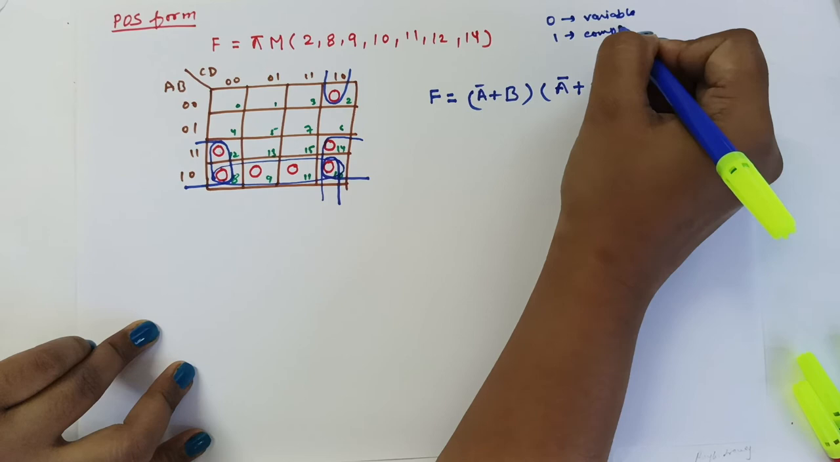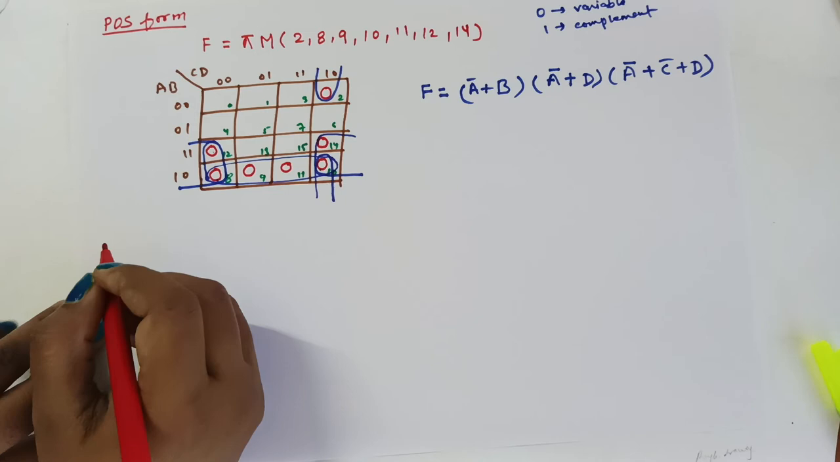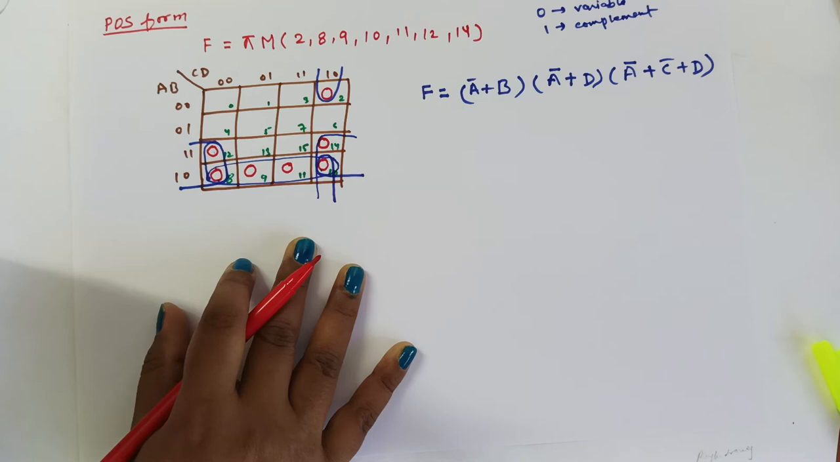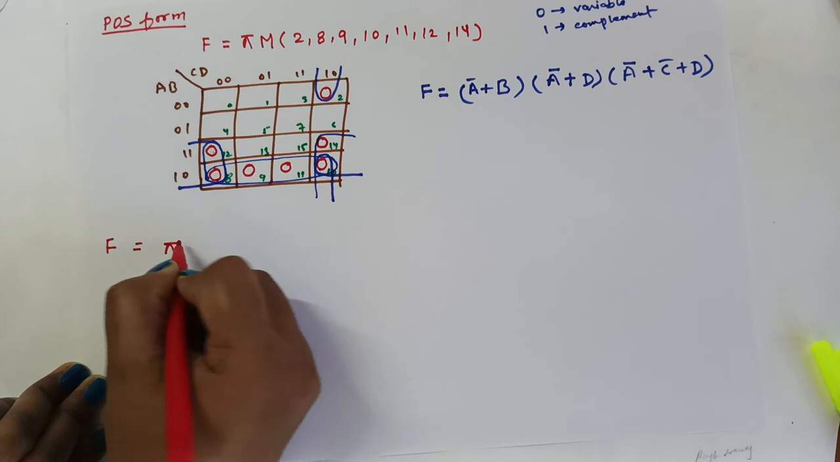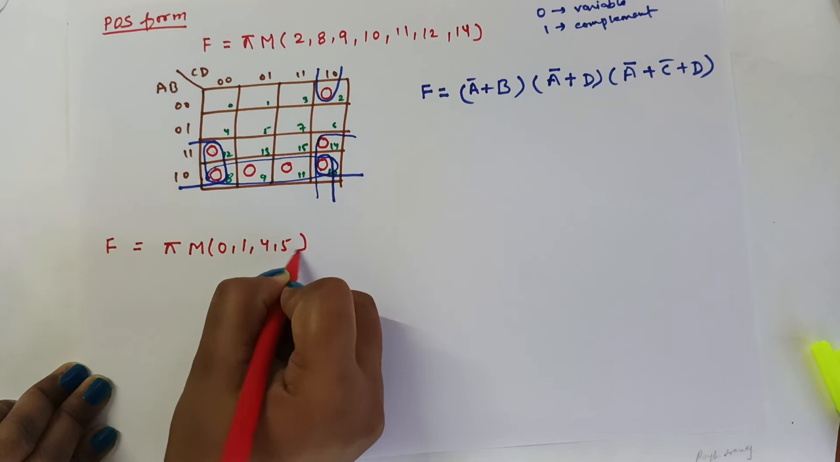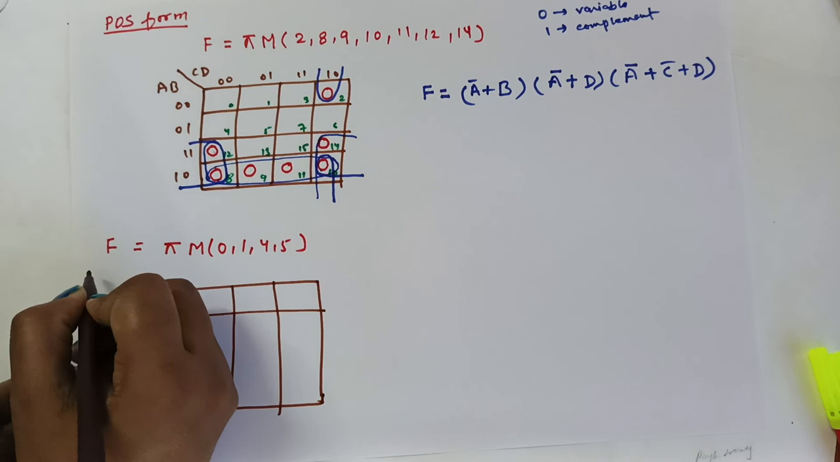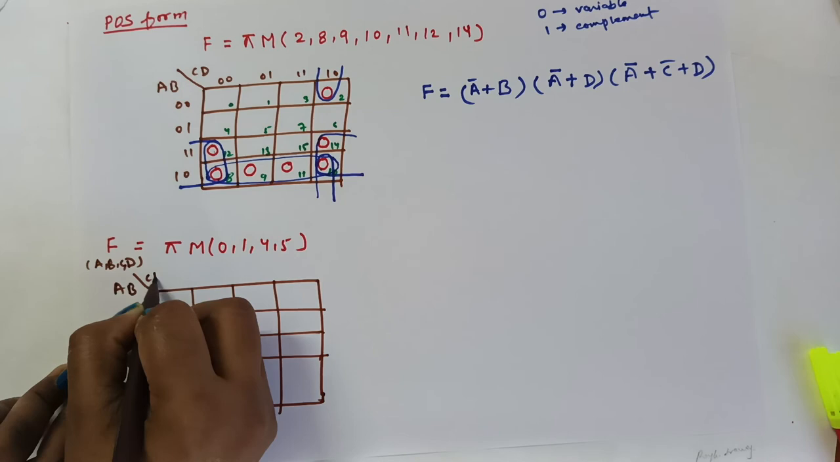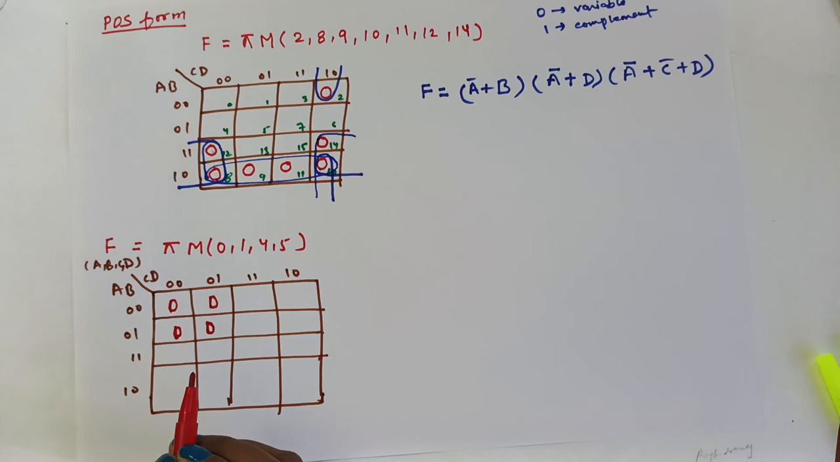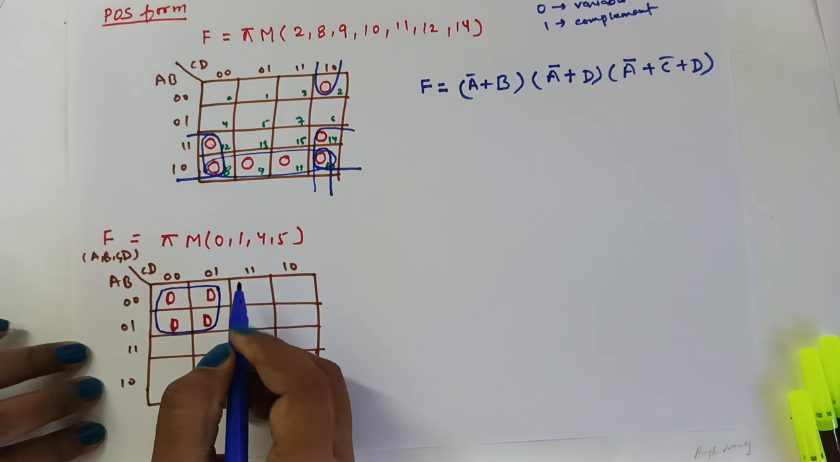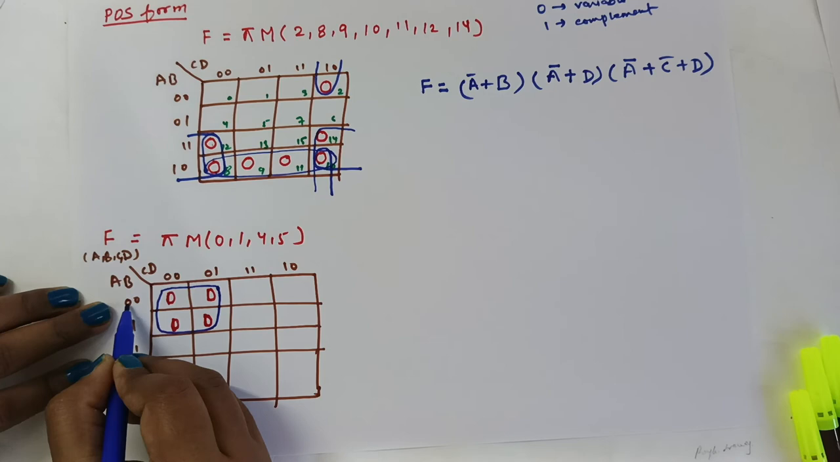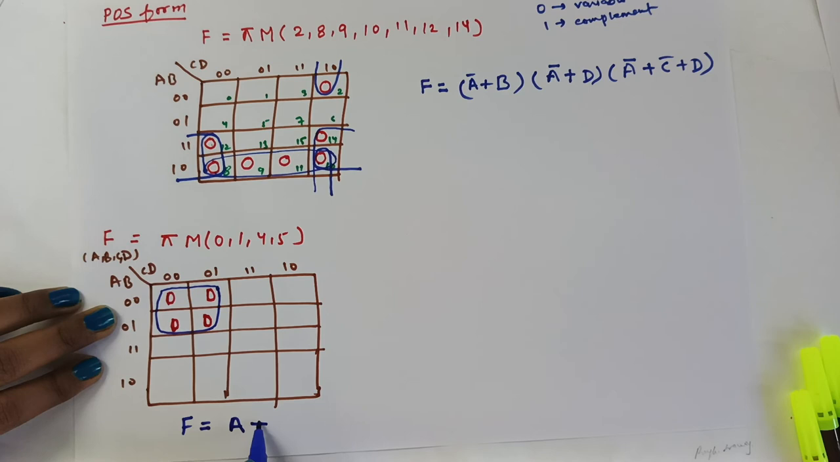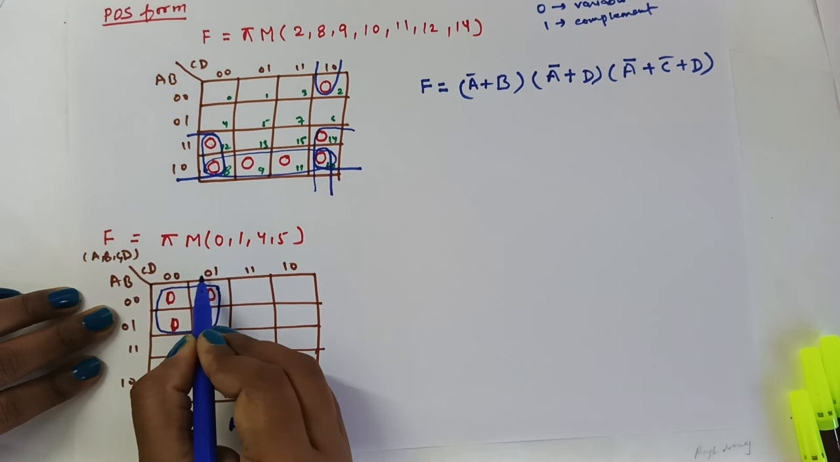Suppose we need to change POS form to SOP form or SOP form to POS form. So how will we do it, we will see it here. Suppose we have a function given as f of pi m 0, 1, 4 and 5. We know there are four variables, f of A, B, C, D we can write. This expression is given in POS form, so we need to write 4 zeros at cell numbers 0, 1, 4 and 5. Now we will group it. These 4 can be grouped together and the simplified function will be, here A is not changing, it is 0, that means A, plus this C is not changing, that is 0, that means C.